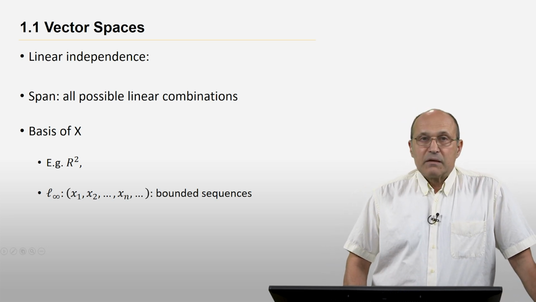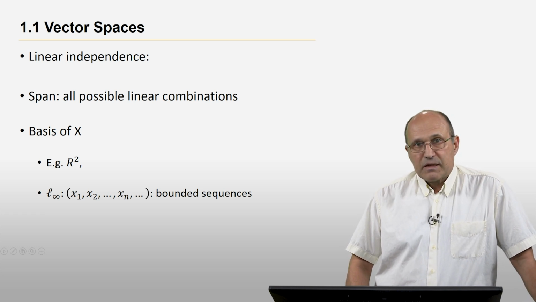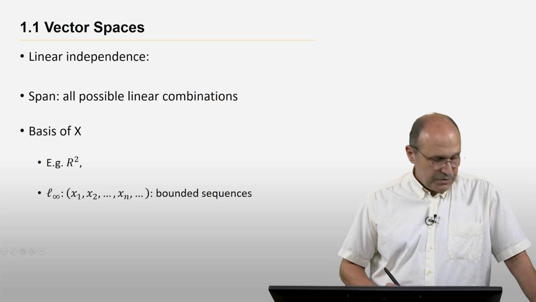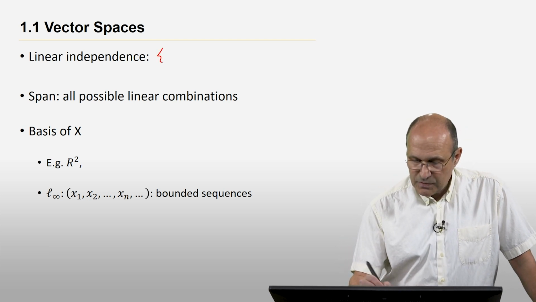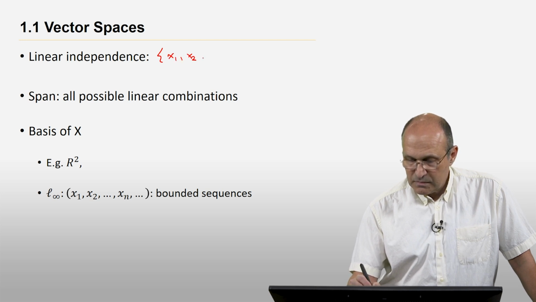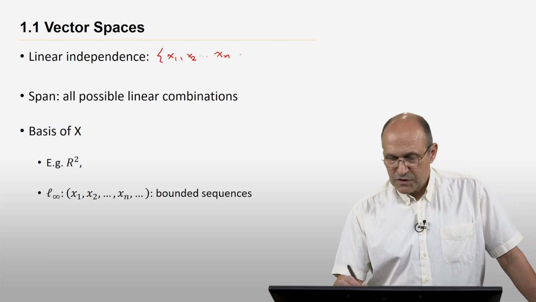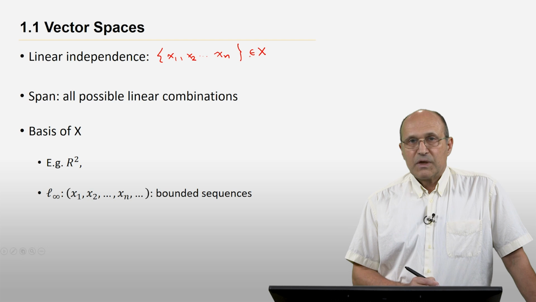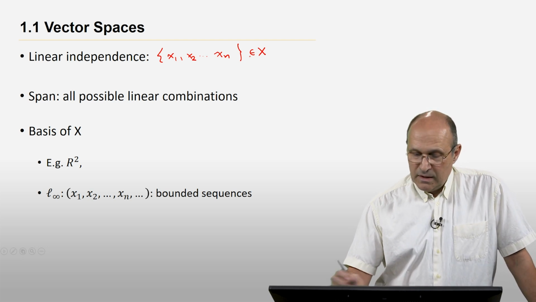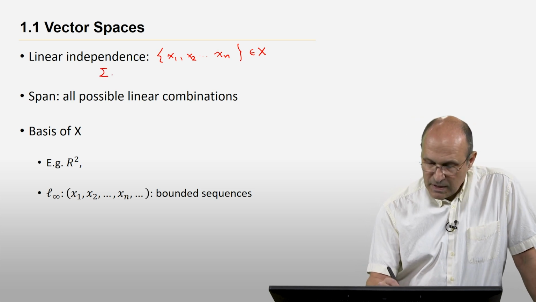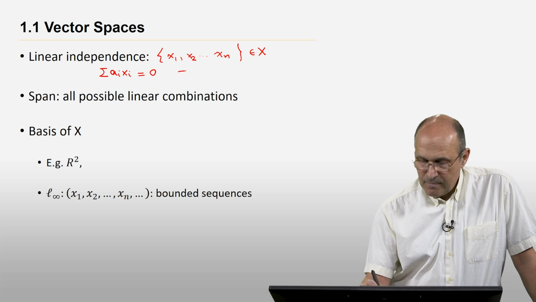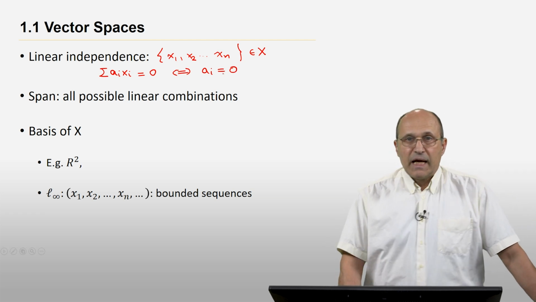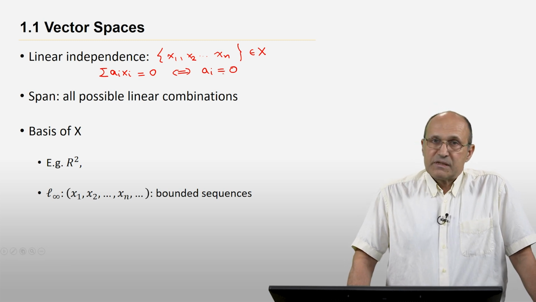Making one more step towards decompositions of vector spaces and analyzing vector spaces into fundamental components, we need to define the linear independence and basis vectors. Linear independence refers to a set of vectors, for example, x1, x2 through xn. We're going to say that this set of vectors is linearly independent if the following property holds. If we take any linear combination of these vectors, and it happens to be 0, then it must be that all the coefficients are equal to 0.